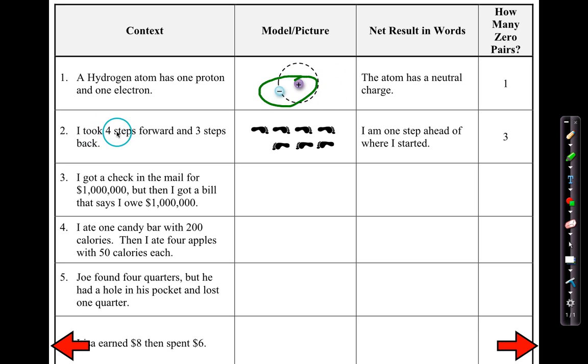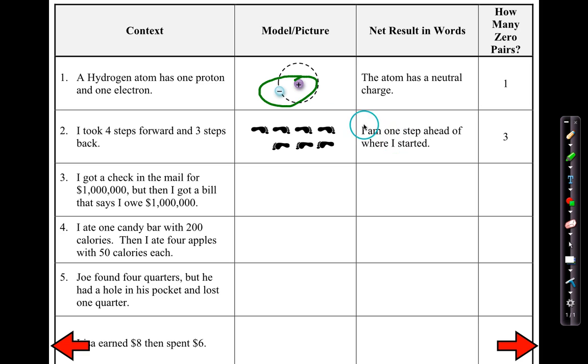Number 2, I took 4 steps forward, which you can kind of see here, and then it says and 3 steps back, so you see here. Well, if you took 4 steps forward but 3 steps back, it's the same as saying you took 1 step forward, right? So 1 step ahead of where you started.